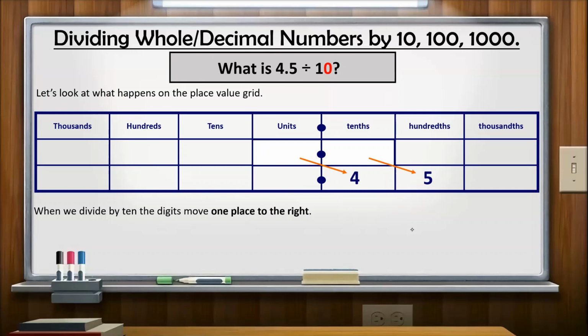This has given us the answer, but we cannot leave it as .45. So therefore, we will need to put in a place value holder in the units column, which will then give us our final answer for 4.5 divided by 10, which is 0.45.